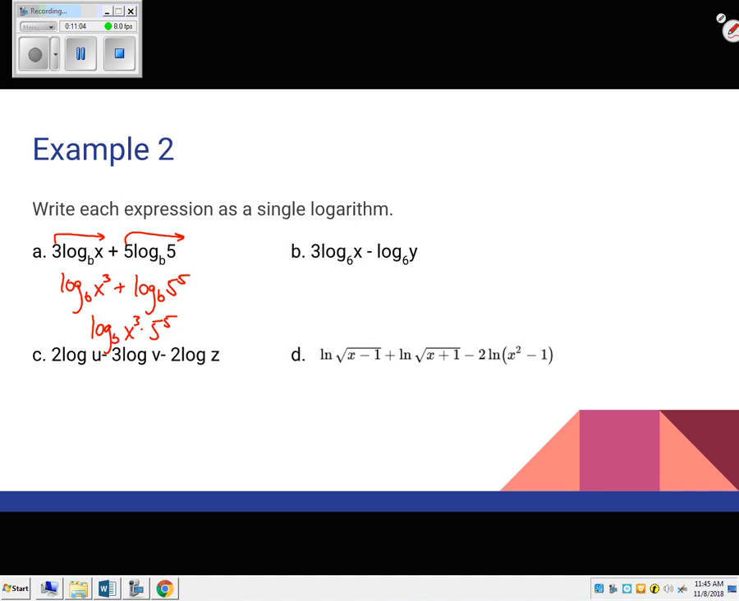I want you to hit pause on the video and work out part B. Come back and see if we get the same answer. I hope you caught that division in there. Kind of snuck in with that minus sign. That'll work.